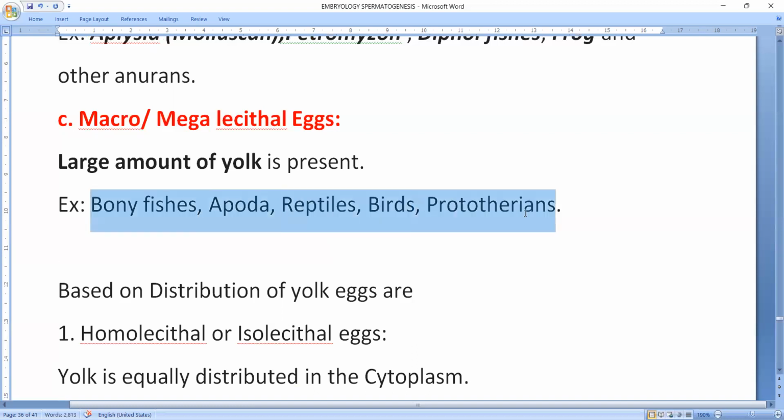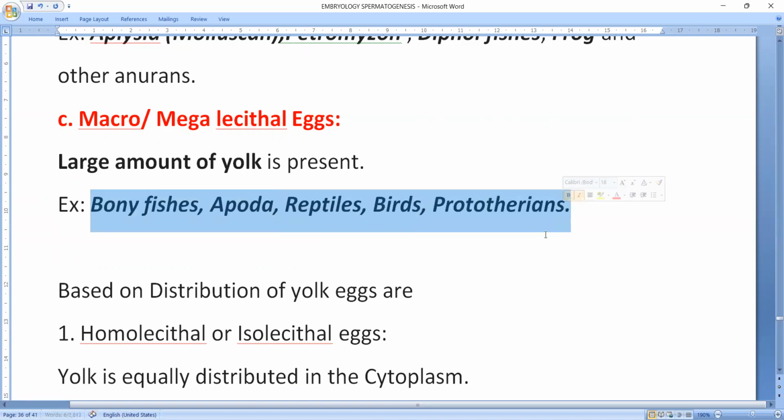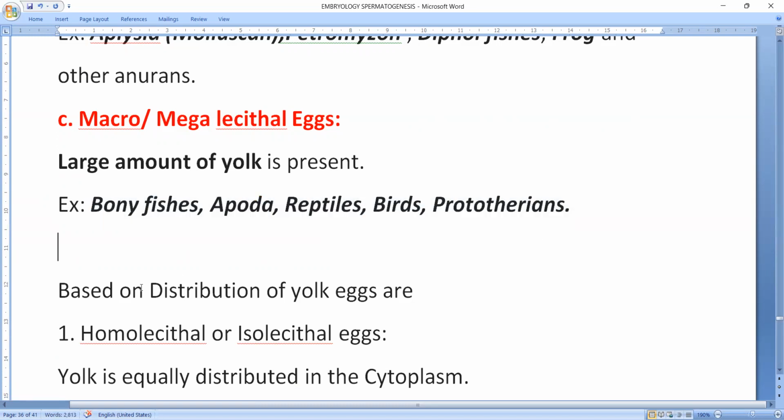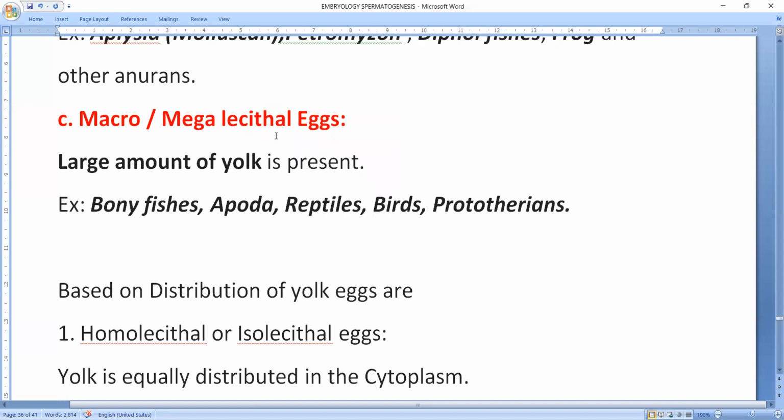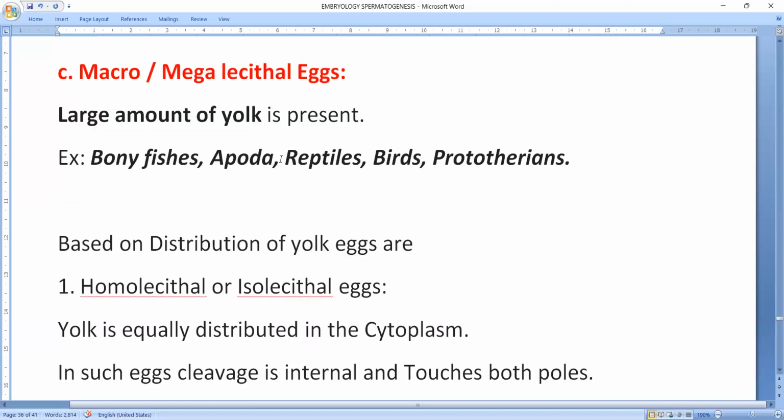Okay, so in the exam they ask only examples from this topic of types of eggs. Okay, so in the NET exam once it was asked for 4 marks, a simple example. Okay, it gave me 4 marks. So bony fishes contain megalecithal eggs. Megalecithal eggs doesn't mean that their size is big. Okay, so comparatively, when you compare with its size, the amount of yolk is more. That is the meaning of megalecithal or macrolecithal.